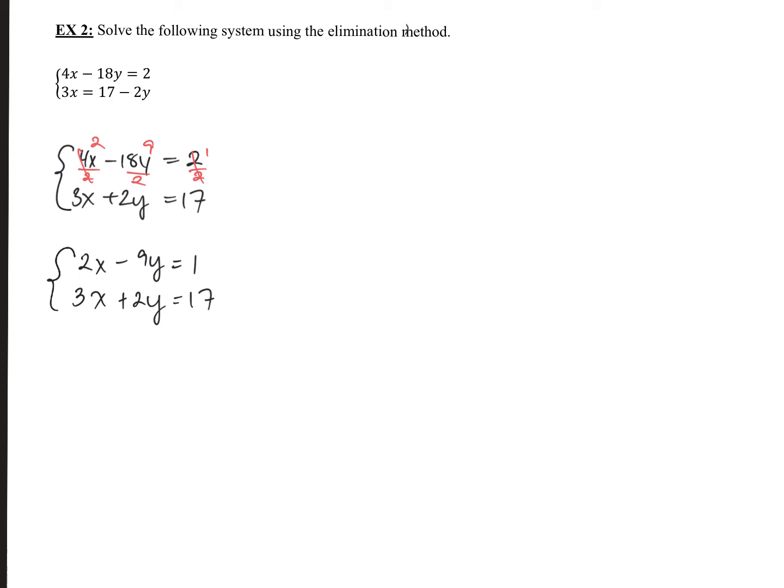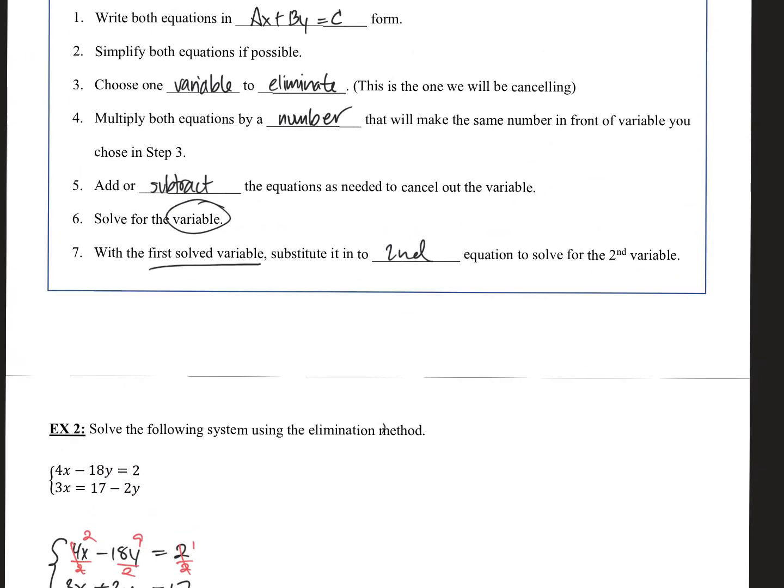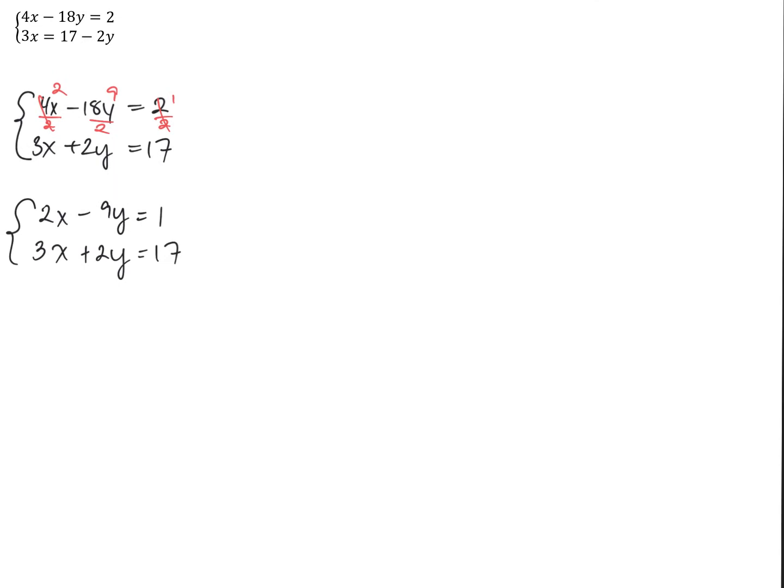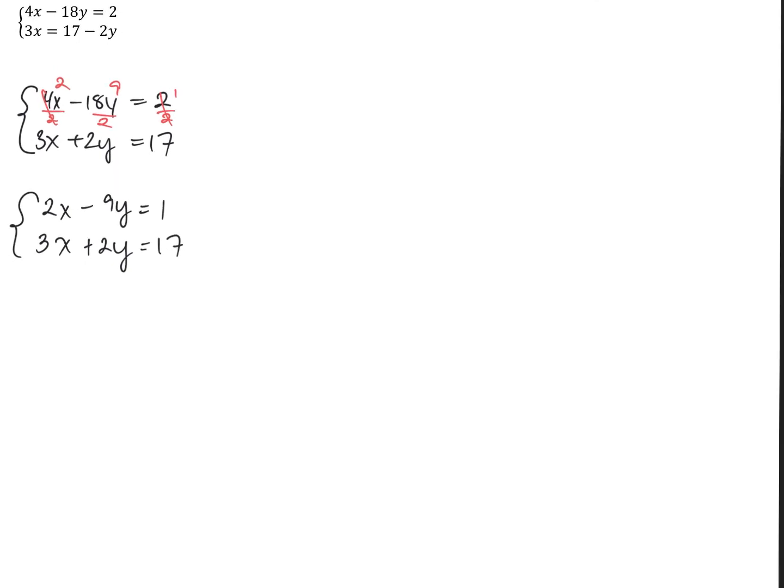Alright, so the top one's been simplified. Can we simplify the bottom one? We have a 3, a 2, and a 17. No, it looks like that's it. Okay, so what is the next step? The next step is to choose one variable to eliminate. Because remember, we want to get down to one equation and solve for one variable. Right now we have 2 variables and 2 equations. Not good.